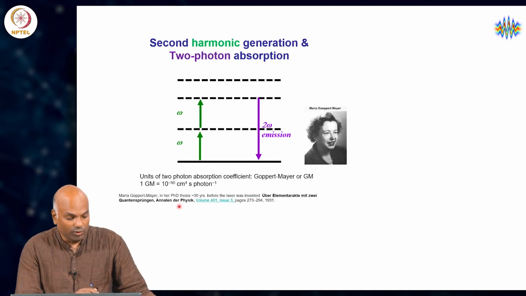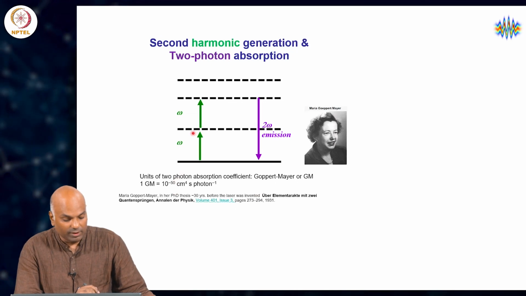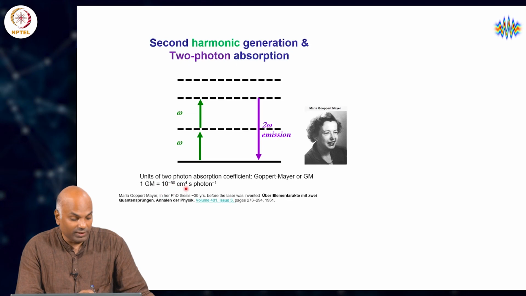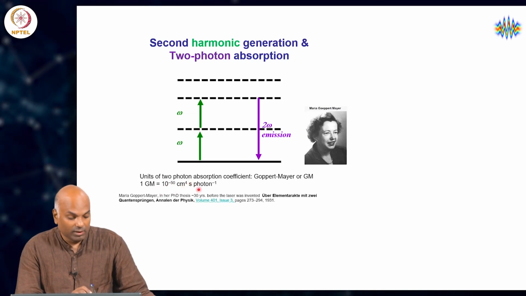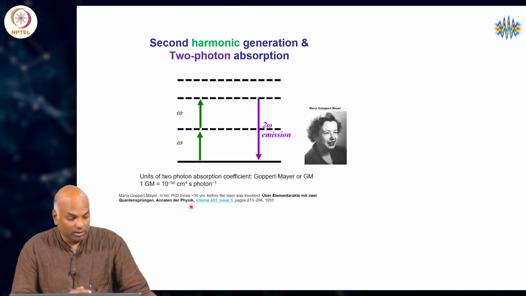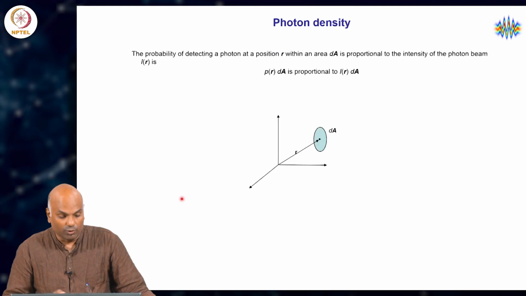The two photon absorption coefficient of a medium is measured in Goppert-Meyers. One Goppert-Meyer is 10 to the minus 50 centimeter to the 4 seconds per photon. It is a bit of a complicated expression, but it is of course true.